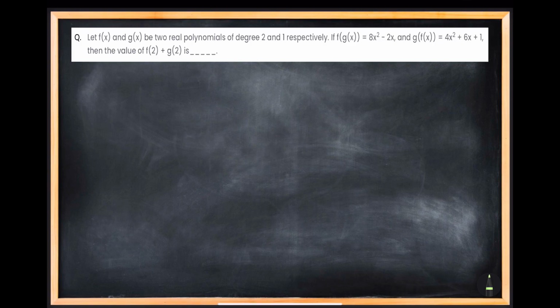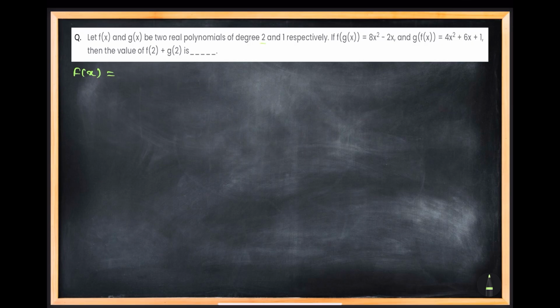So these guys have provided us f of g of x and g of f of x. They haven't provided us f of x and g of x. What they did, they have given you their degrees. Okay, so what we will do, first we will focus on f of x. So who is f of x? f of x is a 2-degree polynomial.